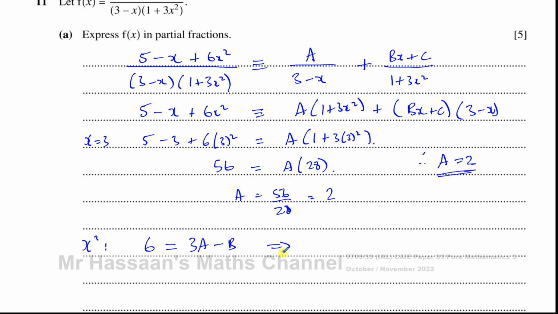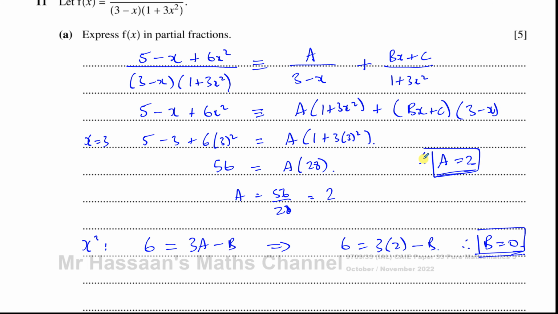So therefore, we can find what B is. We have 6 equals 3 times 2 minus B. So we end up with 6 minus 6 is 0. So basically, B is equal to 0. Right, so we found A is 2 and B is 0. And now we need to find what C is.